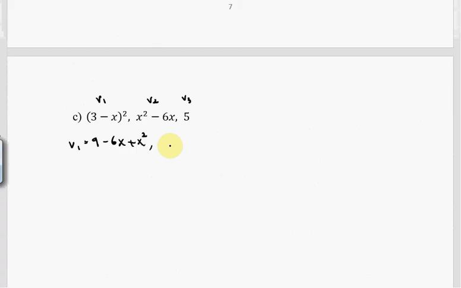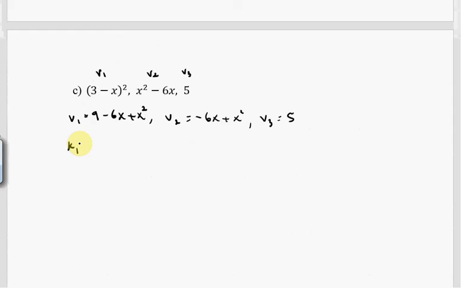V2 is, write that in the order here, negative 6x plus x squared. V3 is 5. So watch this. Say K1 times V1 plus K2 times V2 plus K3 times V3 equal to 0. Let's see what that is.